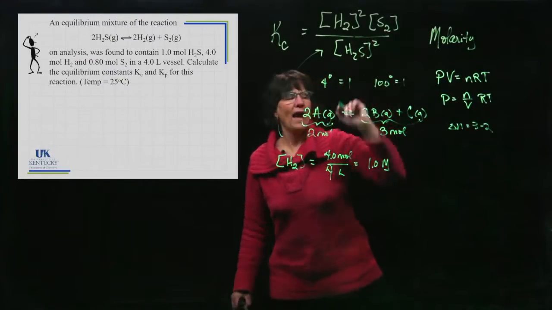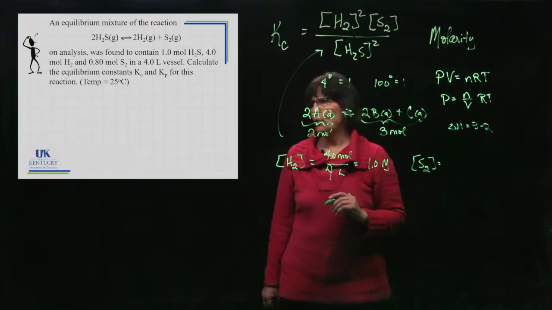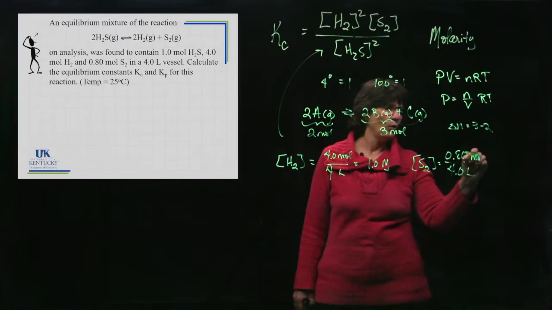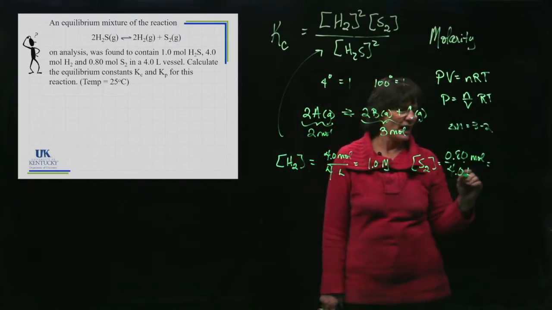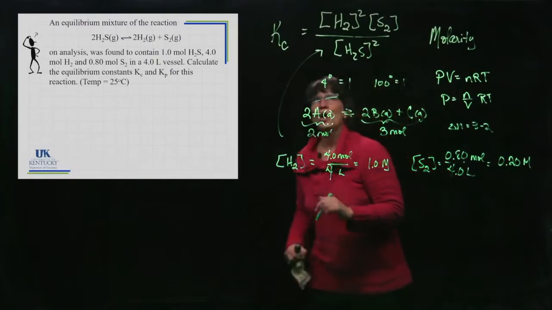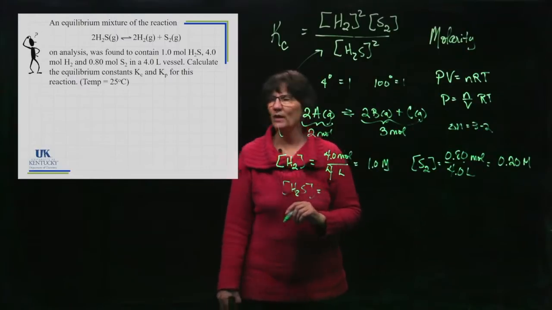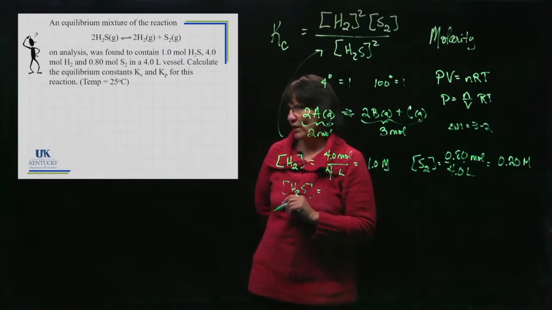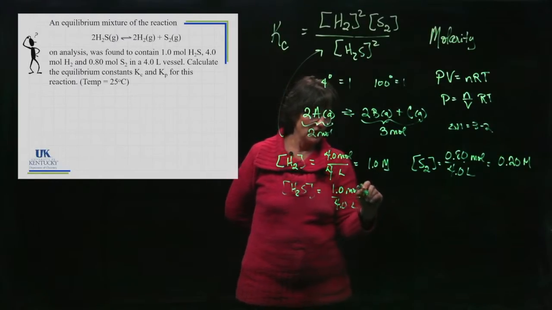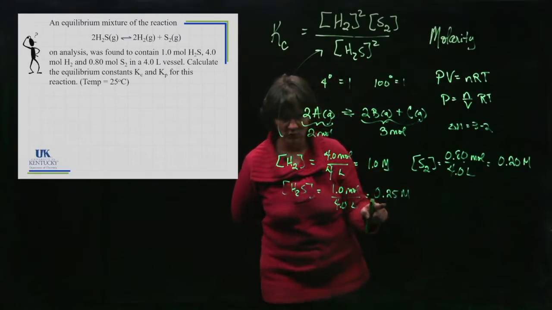All right, so we got that one. How about S2? We need S2's concentration. So we look for the moles of S2. It is 0.80. And we divide by 4 liters. This is moles per liter. So 0.8 divided by 4 is 0.2. Now we have that value. And we're going to need the H2S's value. The moles of H2S is 1. We have a 4-liter container, so we have 0.25 molar. 1/4, which is 0.25 molar for the H2S.